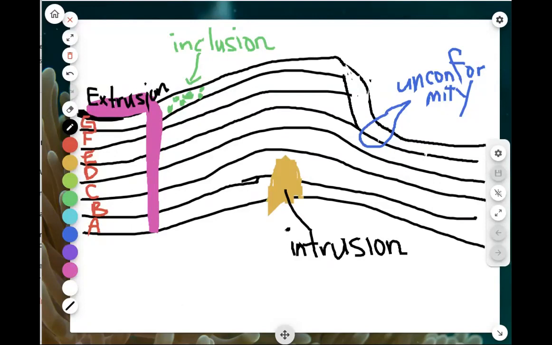So make sure you have in your notes these 4 different groups here of exceptions. Again, the oldest layer is at the bottom, the youngest layer is at the top, unless you have any of these 4 exceptions here. Okay.